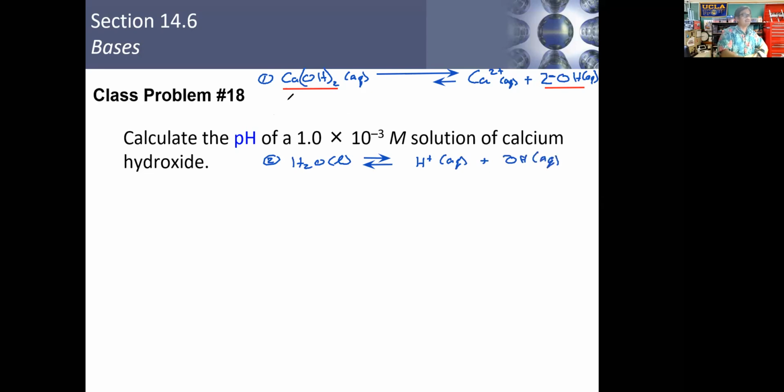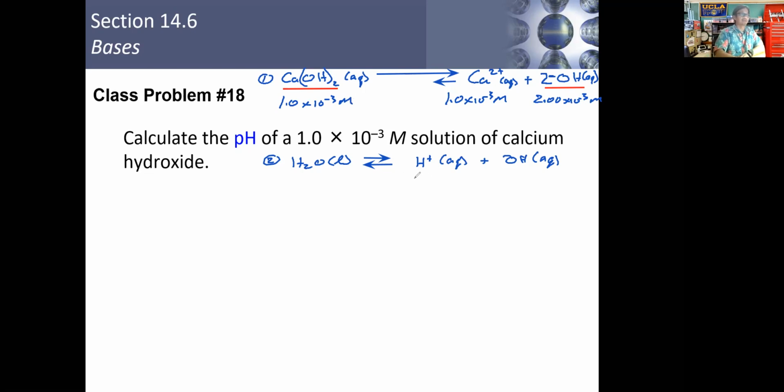Okay. All right, so we have a 1 times 10 to the minus 3 molar solution of calcium hydroxide. When it dissociates, it will form a 1 times 10 to the minus 3 molar of calcium ions, and 2 times 10 to the minus 3 molar hydroxide. And again, this is where you have to be careful. We have double the amount of hydroxide, so the concentration of hydroxide, and that's what we want, is going to be double what we start out with here.